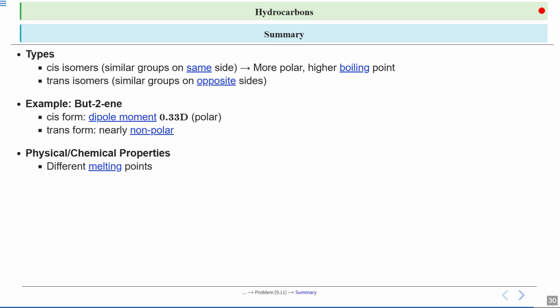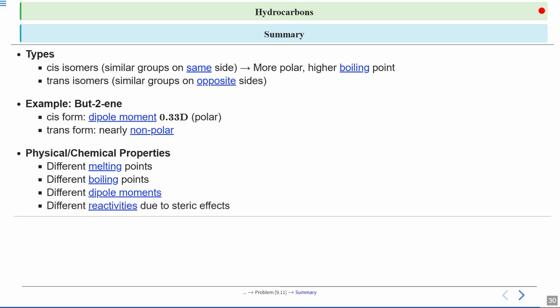Next, we have physical and chemical properties. Your cis and trans isomers have different melting points, different boiling points and different dipole moments. So these three things are different in the case of cis and trans. Similarly, they will show different reactivity due to the different steric effect.